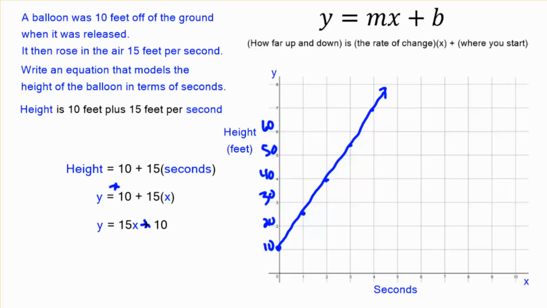So remember, sometimes these word problems are going to be written so you can go directly into slope-intercept form. It's going to tell you where you start, and you need to pay attention to how far up and down you're going to go, pay attention to what the rate of change is going to be. And where you start for this one was 10, so you put a 10 right there on the y-axis, and then just go from there.